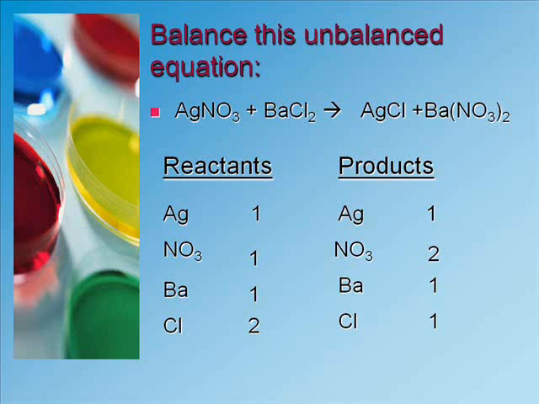In an effort to balance the equation, I'll start by putting a coefficient of 2 in front of silver nitrate on the left. That changes the number of silver and nitrates to 2 each. I have balanced the number of nitrate ions on each side. However, now the number of silver atoms is different. To solve this problem, I'll place a coefficient of 2 in front of silver chloride on the right-hand side. This changes the number of silver atoms on the right to 2, and also changes the number of chlorines on the right-hand side to 2. Now this reaction is balanced as well.